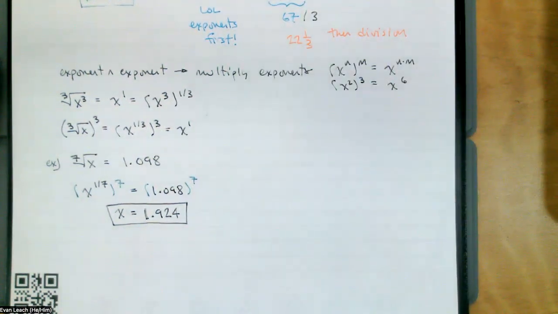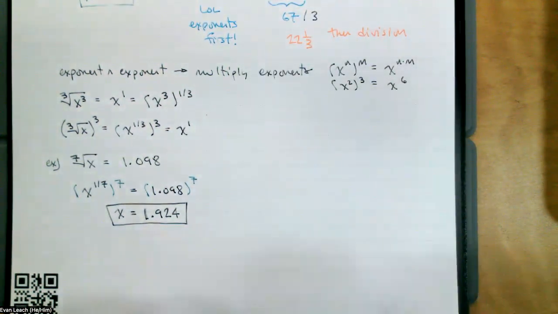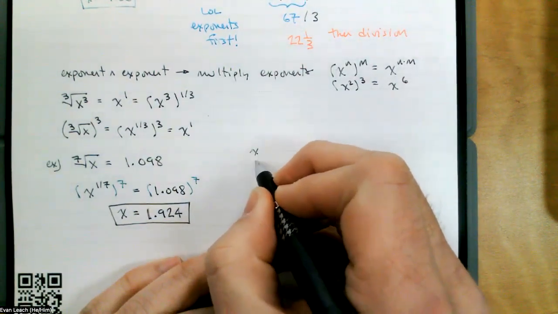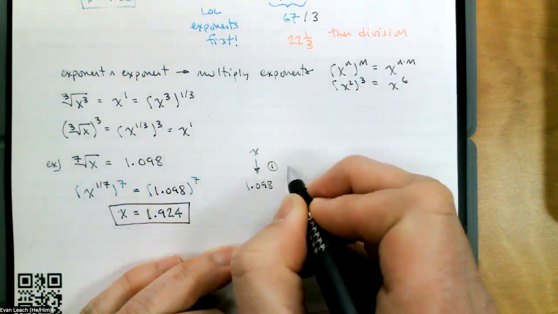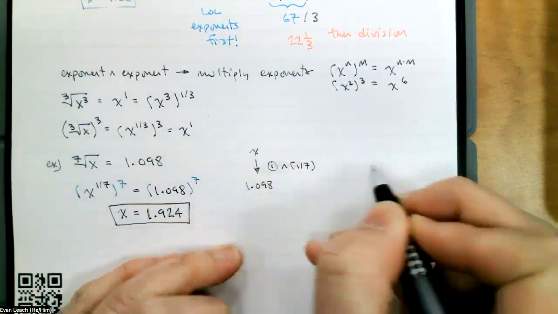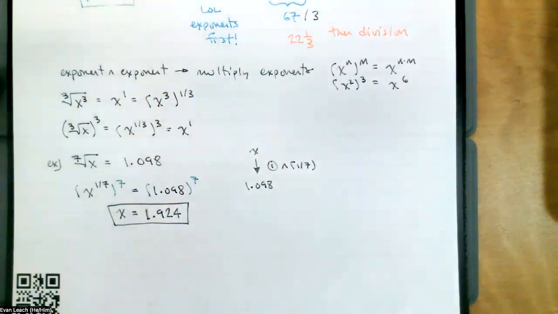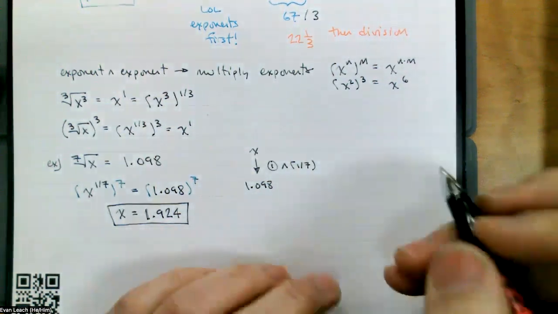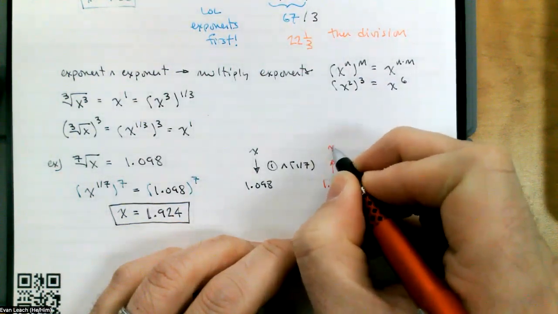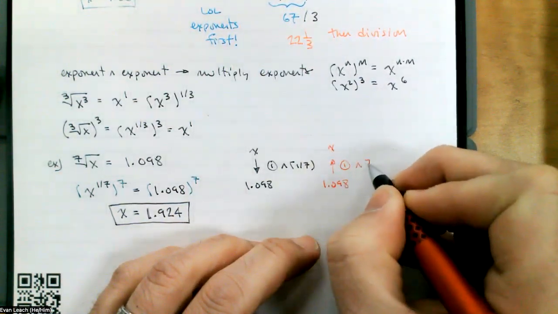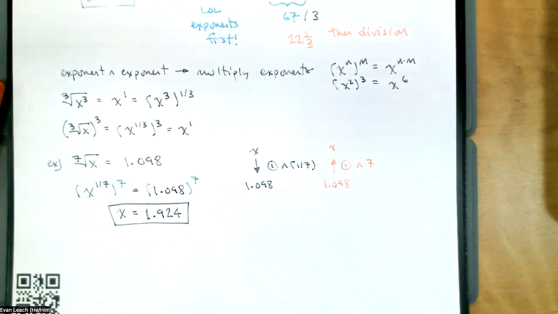In terms of inverse operations in reverse order, what I would write for this equation, I would say x got turned into a 1.098. The only operation we did was a 1/7 power. You could also write a 7th root of, as long as you remember that the inverse of a 7th root is a 7th power, or the inverse of a 1/7 power is a 7th power. So to take a 1.098 and turn it back into an x, the only operation we need to do is raise to the 7th power. The inverse of an exponent is just some other exponent.